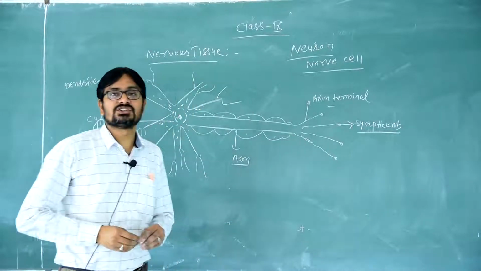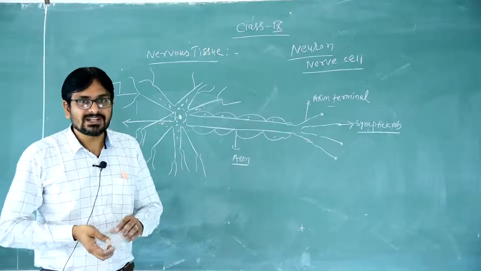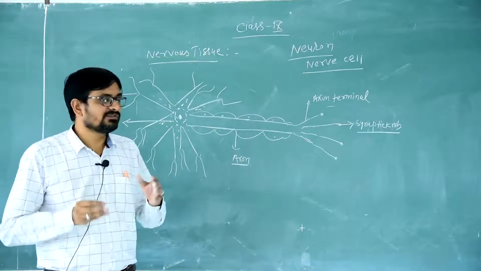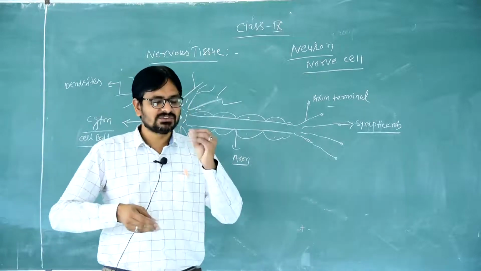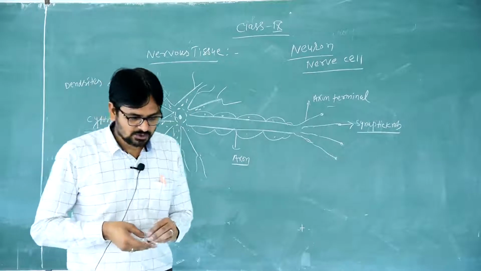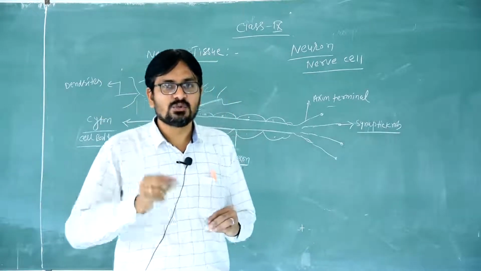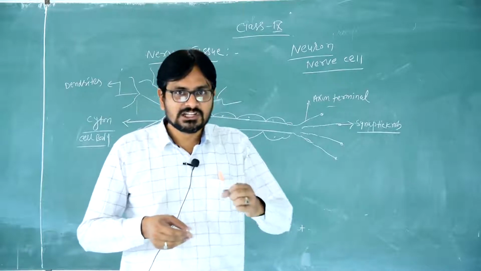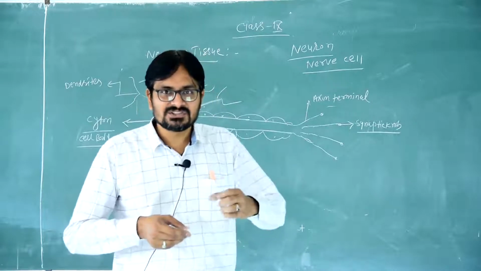The cells of this tissue are neurons, or nervous cells. What is the structure of the nervous cell or the neuron? What is the function of the nervous cell or the neuron? Let's take a simple example. Suppose I prick a needle into your body. What will happen? You suddenly release your hand with a jerking motion.